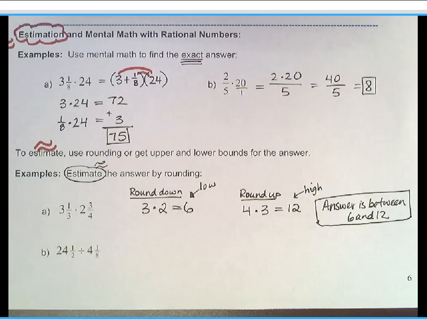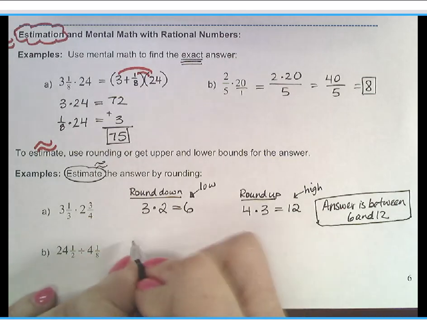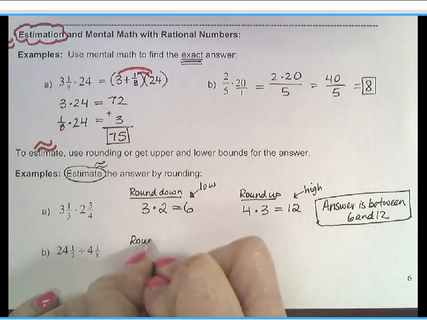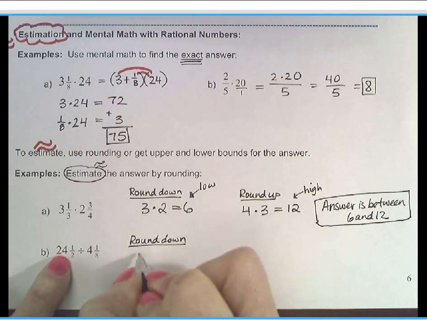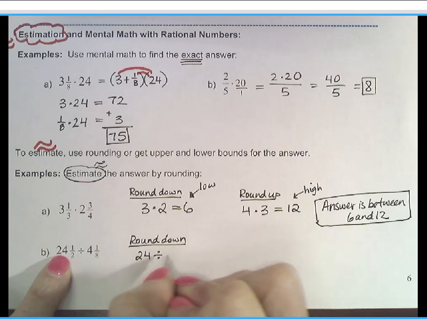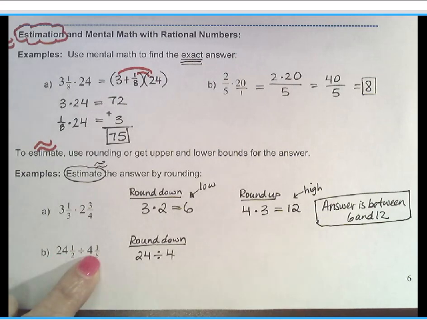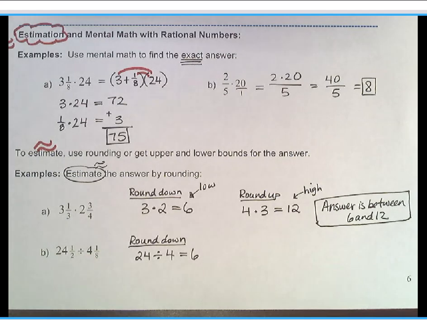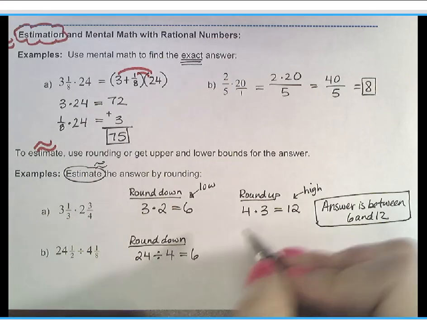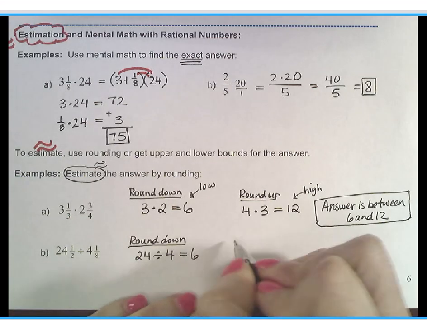Let's see what happens with division. So this one is a division problem. And again, I don't want to have to divide all that, so I'm just going to estimate. So if I round down, so 24 1/2, I call it 24. 4 1/8, I call it 4. See how I rounded both numbers down? 24 divided by 4 is 6. So that's one estimate. I think this is pretty close to 6. Normally you'd think that was your low estimate.